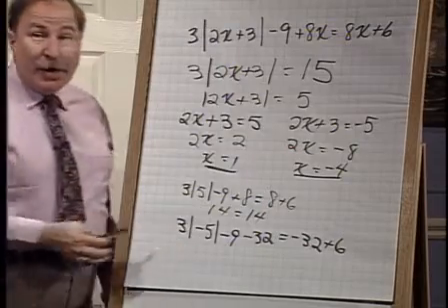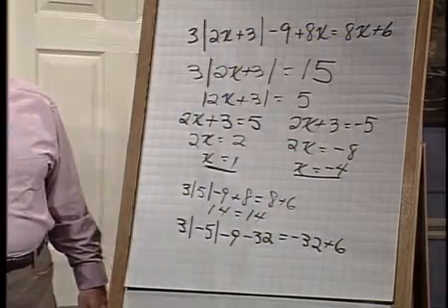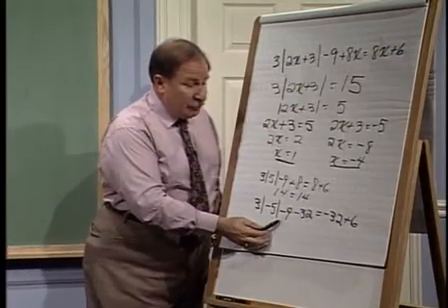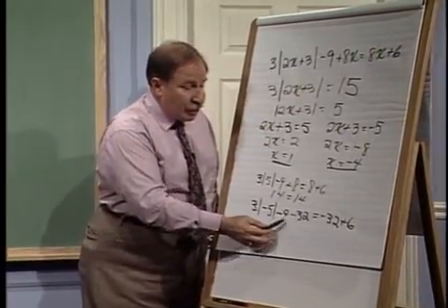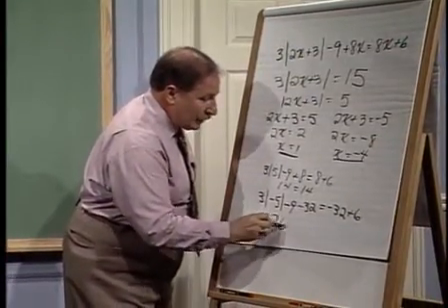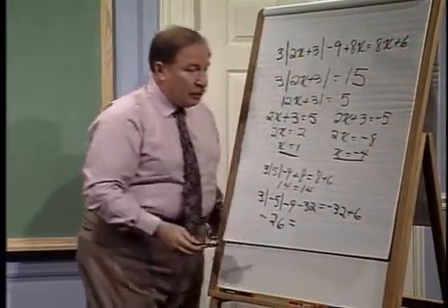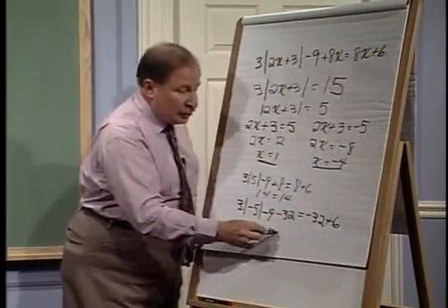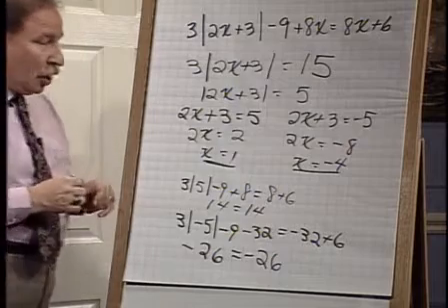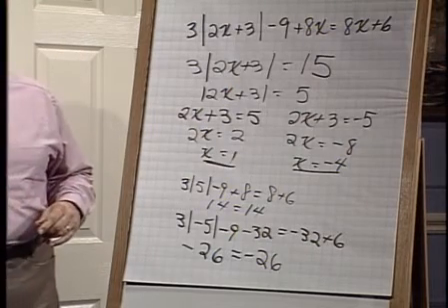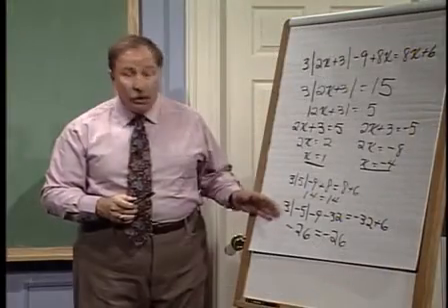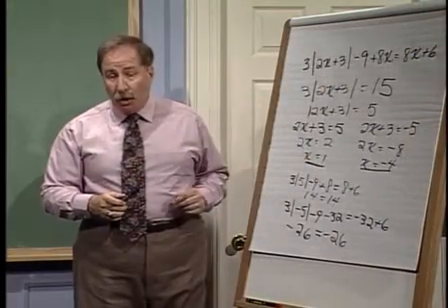The absolute value of negative 5, of course, is 5. 3 times 5 is 15. 15 minus 9 is 6. 6 minus 32 is negative 26. Negative 32 plus 6 is negative 26. Both answers check. And until you've checked, you never know you're right. And once you've checked, you know, as in this case, that you are right.